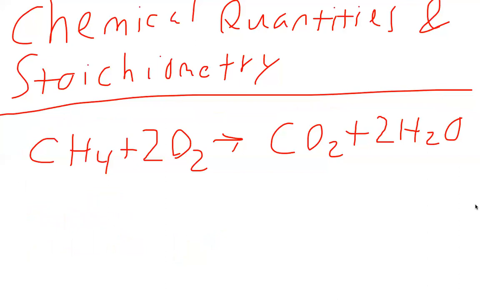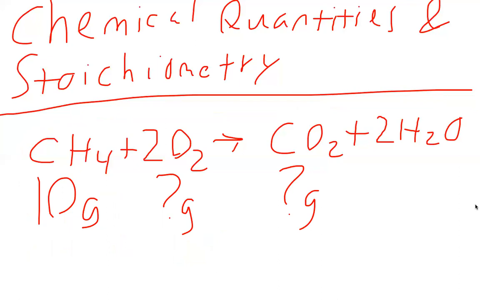So what's next? Here's a question. If I start with, let's say, 10 grams of this, how many grams of this do I need for a complete chemical reaction? And then how much of this do I get, and how much of this do I get? For instance, I know that if I start with 1 molecule of CH4, I need how many molecules of O2?